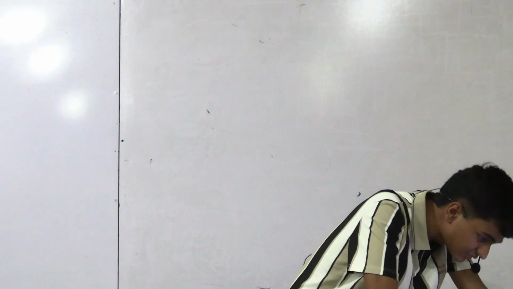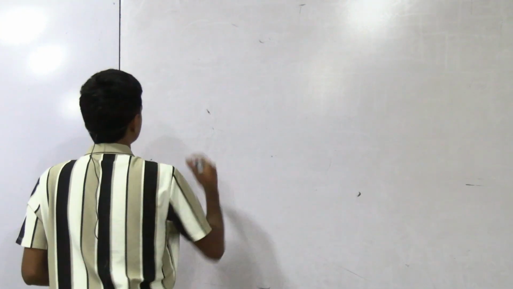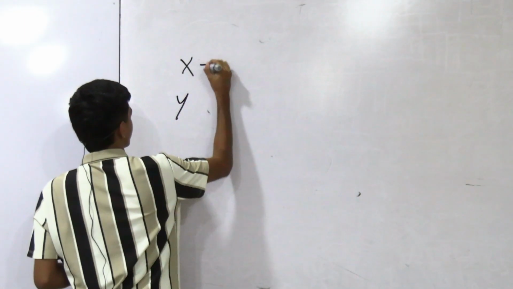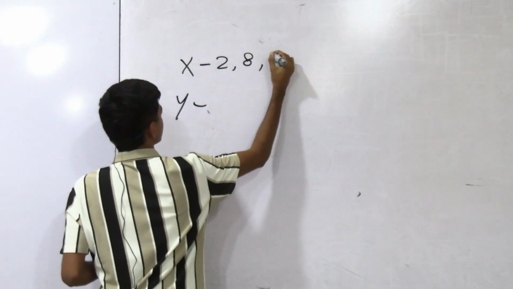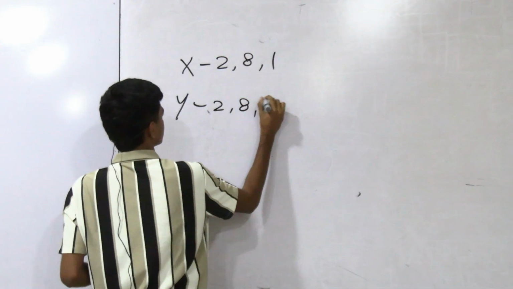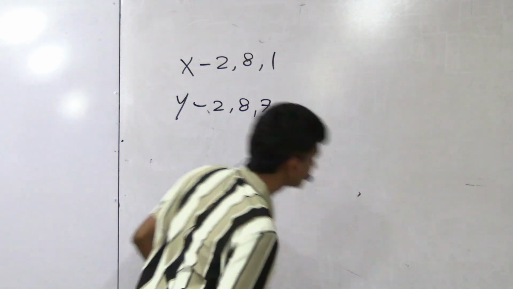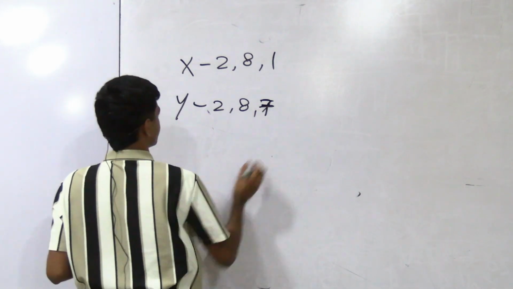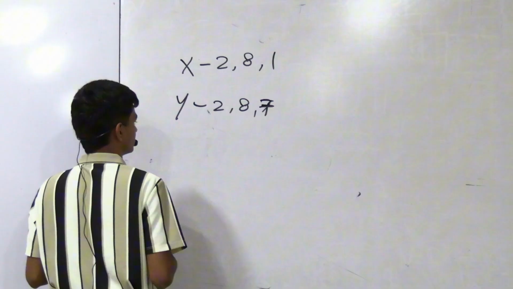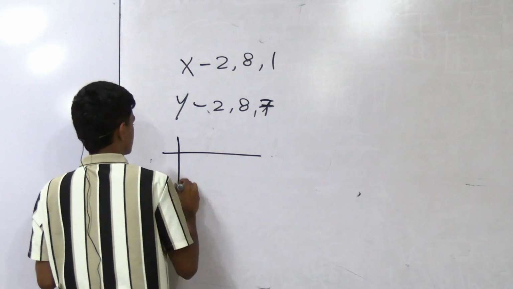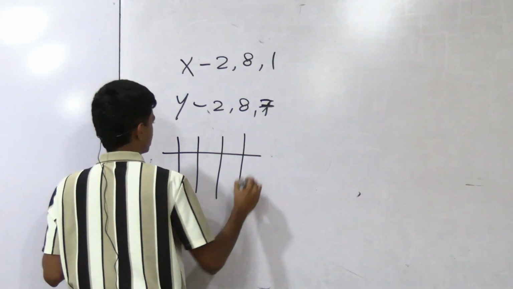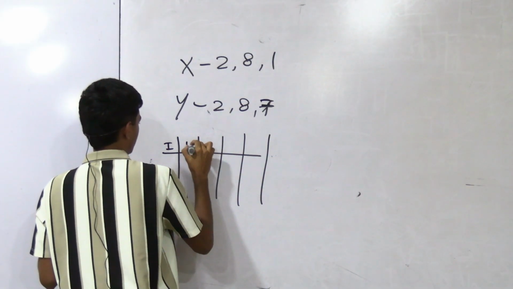Question number 10. The electronic configuration of the atoms of two elements X and Y are 2 8 1 and 2 8 7 respectively. Which statement is false? Okay, this is another easy one. X, Y, 2 8 1, 2 8 7. It's the same stuff as before. We need the periodic table here. I'm going to label it quickly.